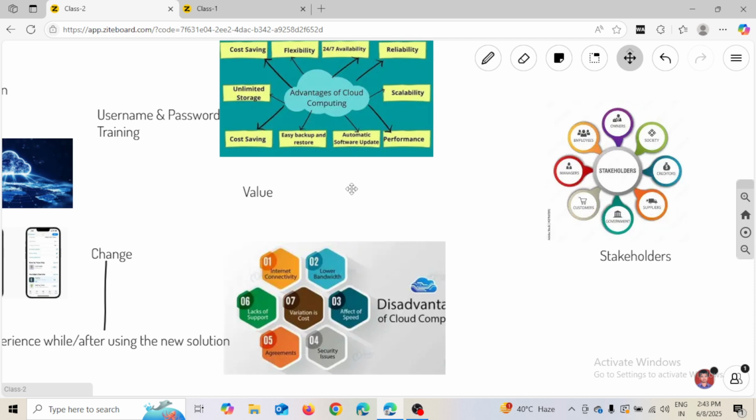Now again, the last term: who are the stakeholders? So stakeholders are someone or individuals that get impacted or affected directly or indirectly by the change, by the solution or change.